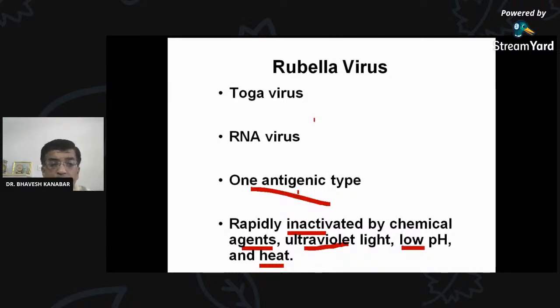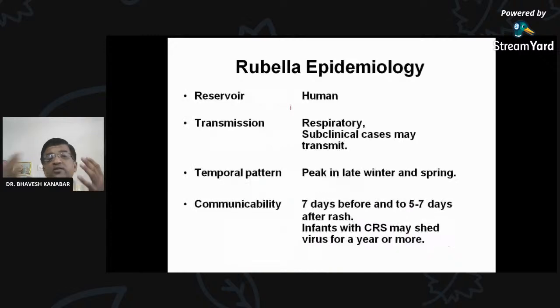Rubella epidemiology: the reservoir of the infection is human, so it resides inside the human being. Reservoir means that which contains the virus. So humans contain this rubella virus. Transmission is by the respiratory route. Subclinical cases may also transmit the infection. Temporal pattern: peak in late winter and spring, like measles and mumps.